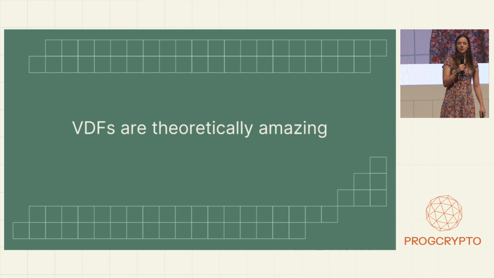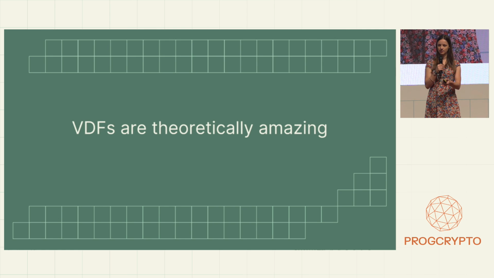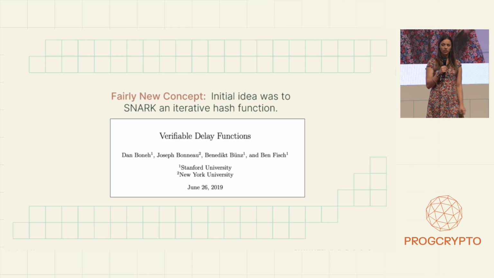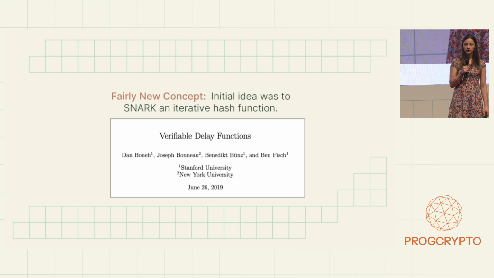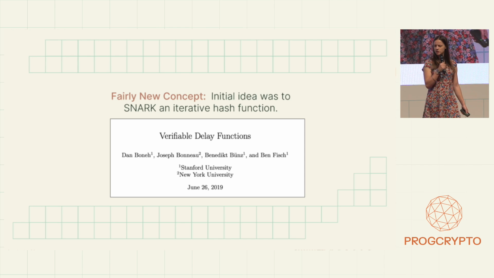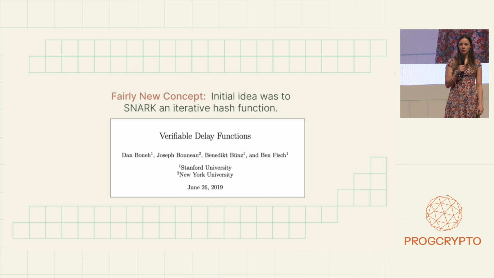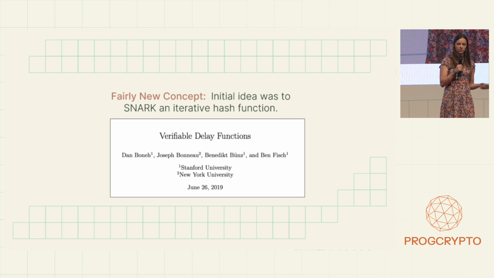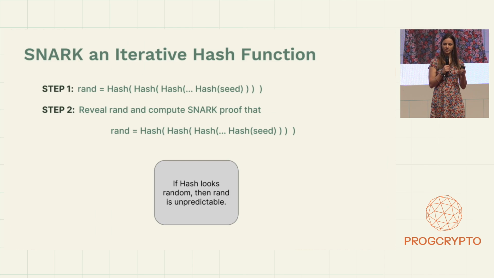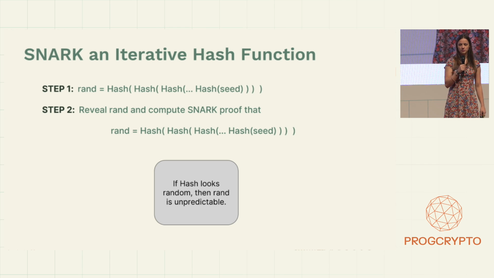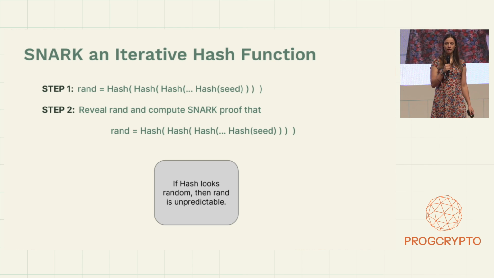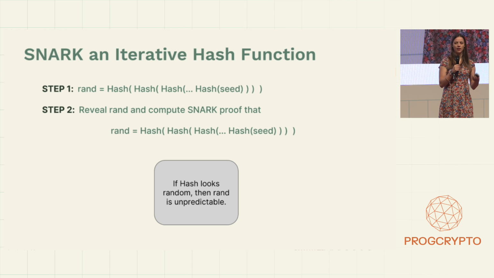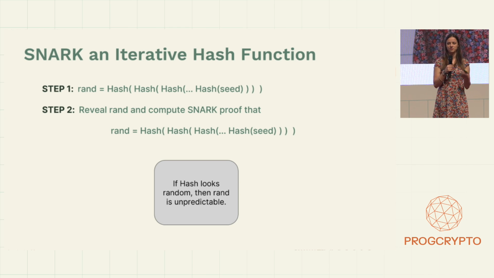So the first thing I will say is that VDFs are theoretically amazing. They're actually still a fairly new concept. The original idea, I think it was in 2018 actually, rather than 2019, when they updated the paper. But the initial idea was to run a SNARK prover over an iterative hash function. So what this would mean is that your random output, rand, is going to equal a hash of a hash of a hash of a hash, dot, dot, dot, of a hash of a seed.